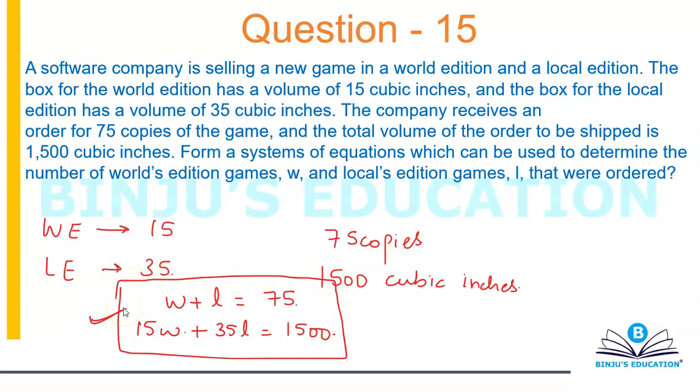So this will be my linear equation. You can simplify the second one by dividing by 5 on both sides. So you're going to get 3W plus 7L, and that will be equal to 300. This can also be given to you in the answer choices. So W plus L is 75, and the second is 15W plus 35L is 1500, or 3W plus 7L is equal to 300.